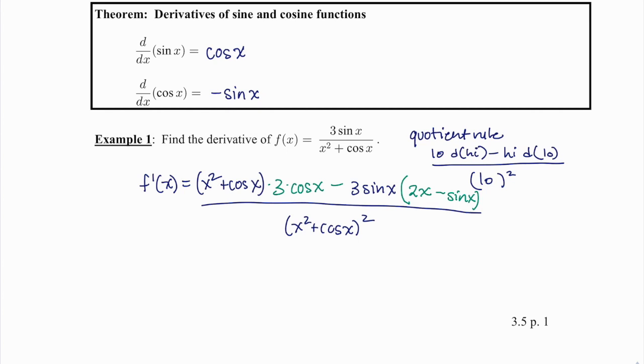And be very careful, you don't want to reduce the factor that has x squared plus cosine x in the numerator and the x squared plus cosine x in the denominator, because both terms in the numerator would need to have that same factor, and they don't both share that factor. So we can't reduce this. We could just leave it just like it is, and that's just fine.